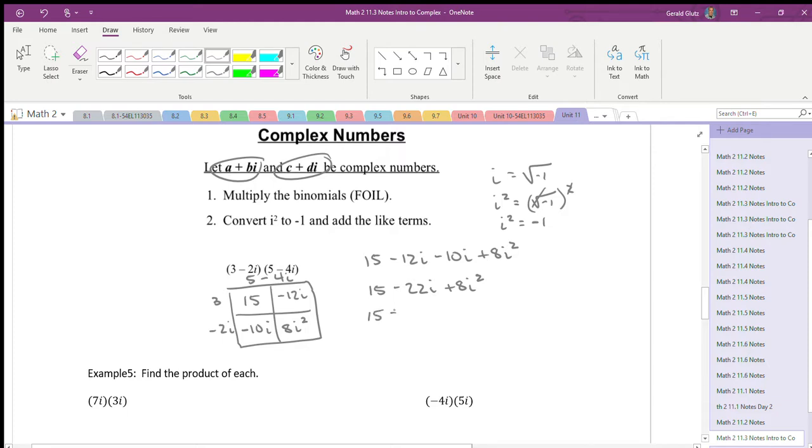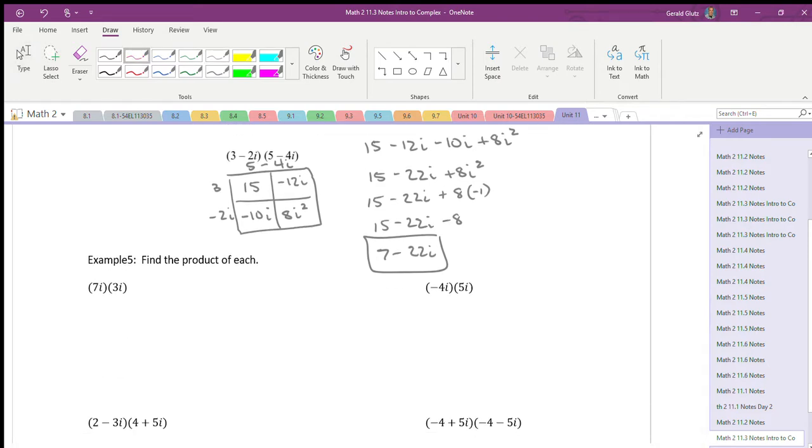So 15 minus 22i plus 8 times negative 1. So that's negative 8. So 15 minus 22i minus 8. So 15 minus 8 is 7. So 7 minus 22i would be our answer. So again, when you're dealing with complex numbers, you should only have a whole number and then a number times i, at the most. Never any exponents on i.